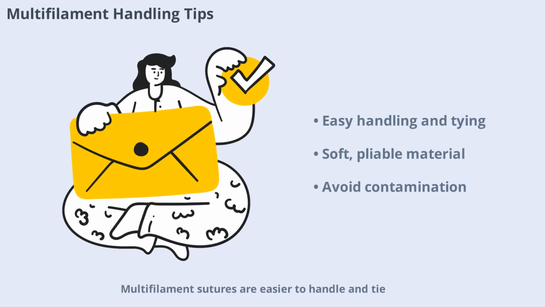Multifilament sutures are easier to handle and tie, thanks to their braided structure. Surgeons can achieve secure knots with less effort, and the soft, pliable material adapts well to tissue movement. However, care should be taken to avoid contamination, as these sutures can harbor bacteria. Proper technique ensures reliable closure and minimizes infection risk.